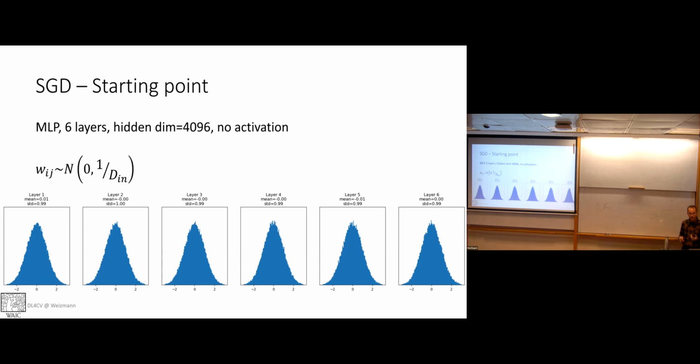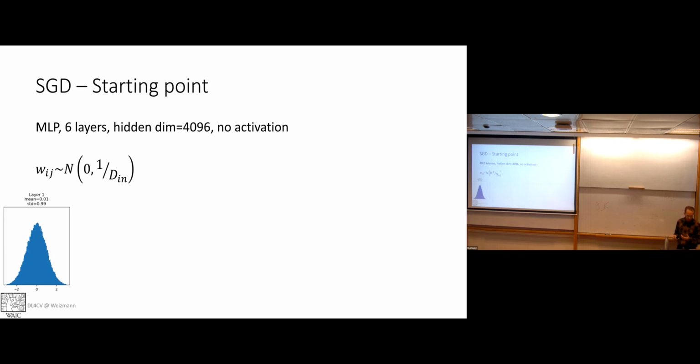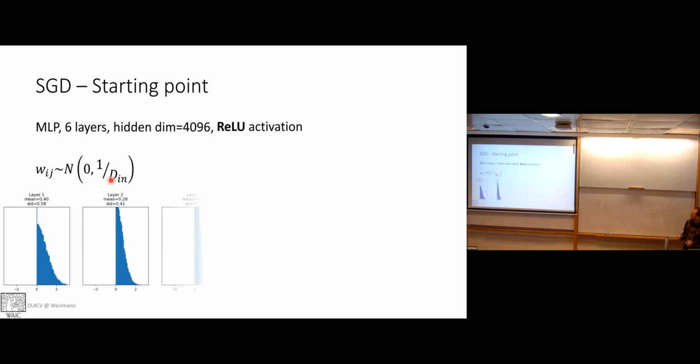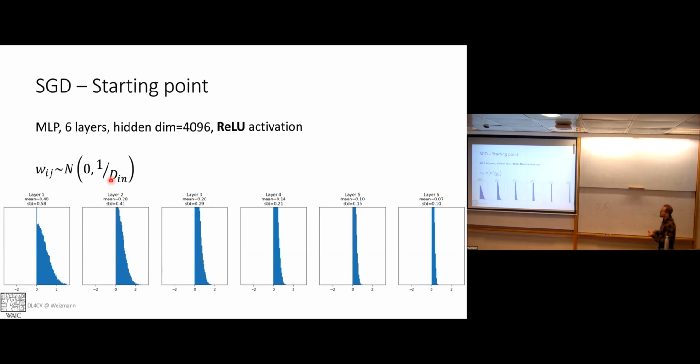But aren't we forgetting something? There is no activation. Right. What would happen if we use a ReLU activation? So a ReLU activation would actually make the distribution look like this, because we zero out all the negative part. And now if we use the same initialization and a ReLU activation, we again hit this vanishing gradient problem.